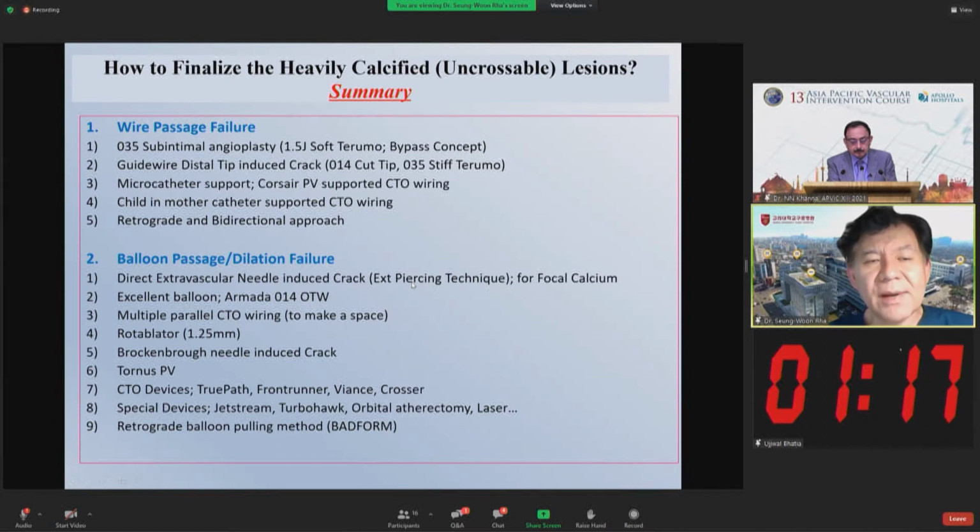However, for some diffuse calcified regions, we may need the excellent balloon and space-making strategy using multiple CT wiring or rotablation and some special devices, including plaque modification and calcium modification devices and some specialized balloon techniques. And with the stepwise use of techniques, one by one, or a combination of the suggested methods, I think most focal or diffuse calcification, we can overcome in the SFA or the below the knee region. These are based on my experience.